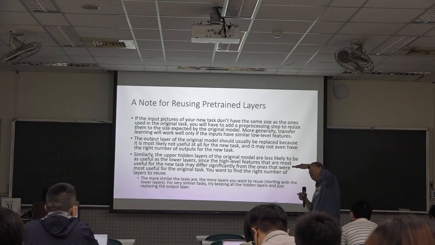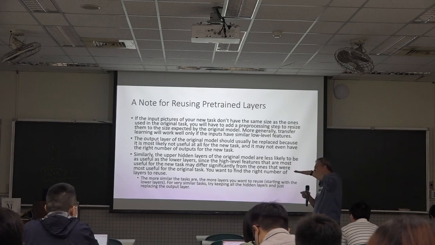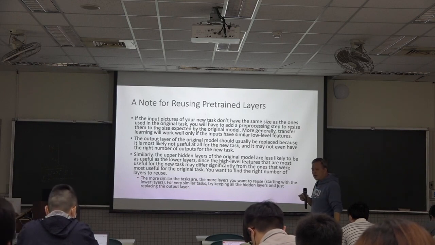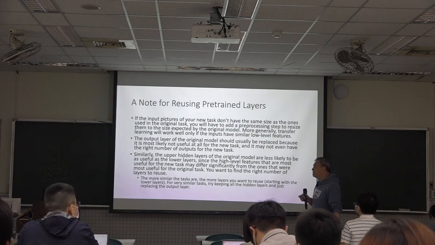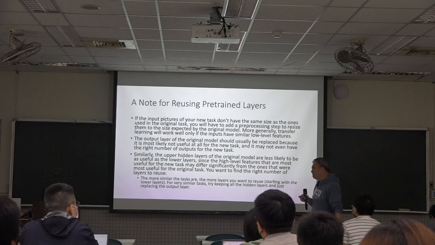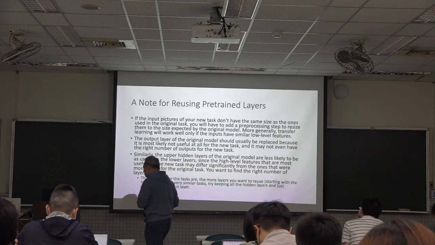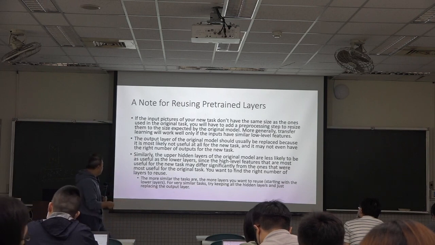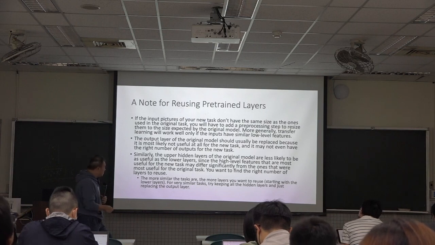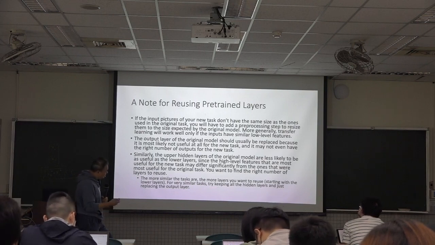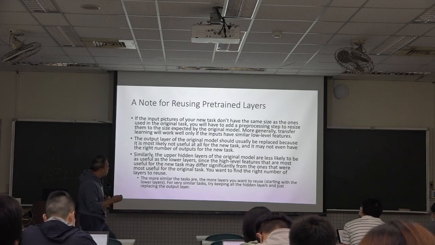But the higher hidden layers deal with more complex abstractions, which usually are more associated with the problem of the original model, which may not be useful because the new task has a different problem. So the higher layers may not be as useful as the lower layers. The more similar the tasks are, the more layers you want to reuse. This is an easy consequence. So for very similar tasks, try keeping all the hidden layers and just replace the output layer, if the tasks are very, very similar.